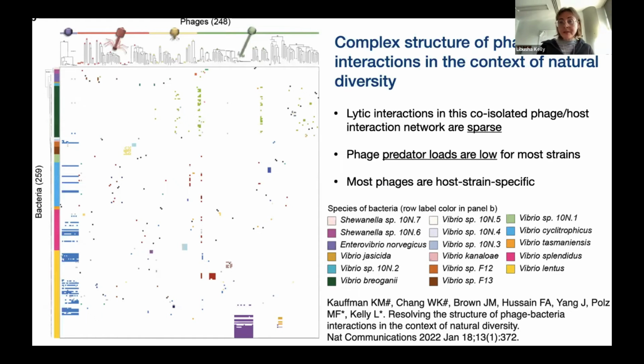One of the things you notice immediately upon looking at the network is that these lytic interactions are sparse. And again, we're expecting these viruses and these hosts to be seeing each other in the water, and yet these lytic interactions are sparse. Phage predator loads are low for most of the hosts. So most of the hosts don't have a million phages infecting them; you have a smaller set of phages. And most phages are host strain specific. This was kind of confusing to us because we assumed that there are interactions going on between these co-occurring groups of viruses and hosts.